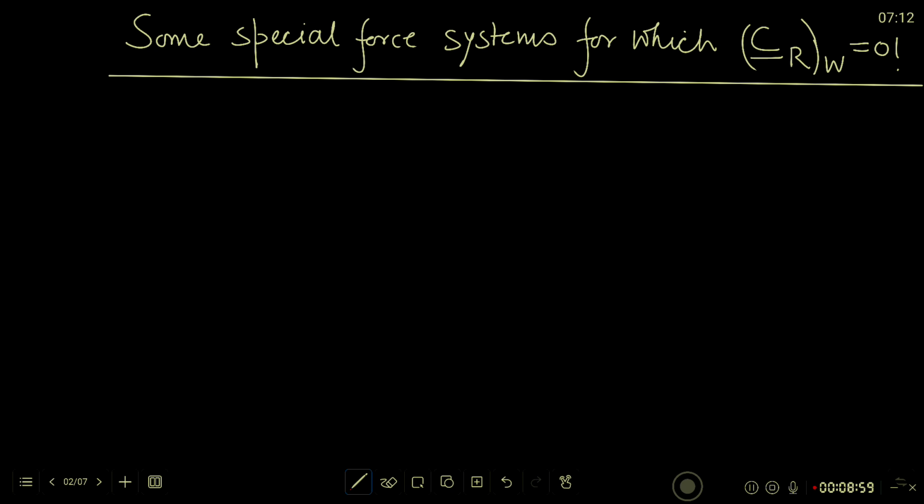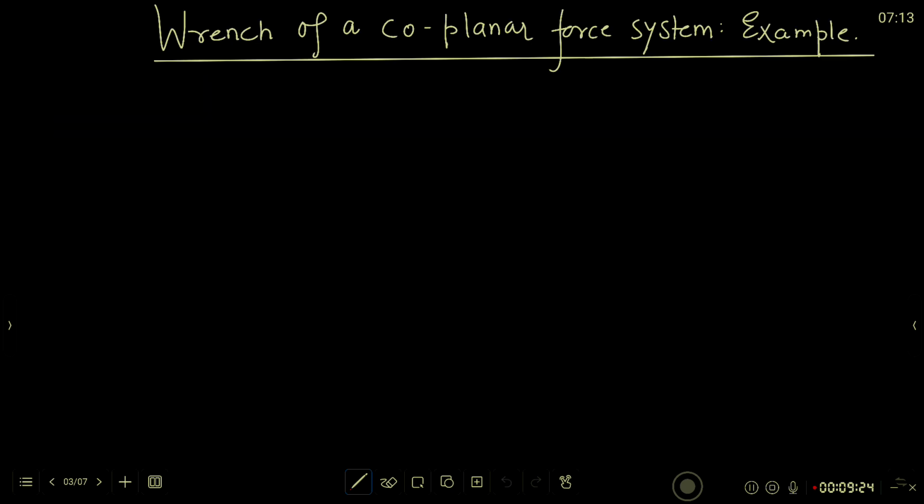We want to discuss some examples of such force systems. First special force system for which CRW will turn out to be 0 is what we call a coplanar force system. Coplanar force system.